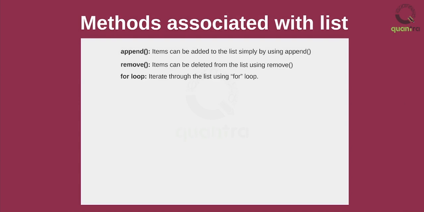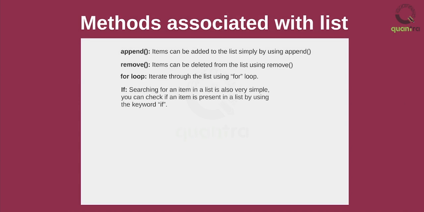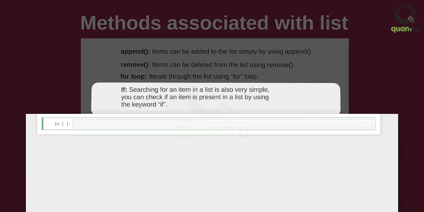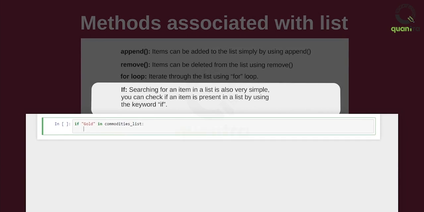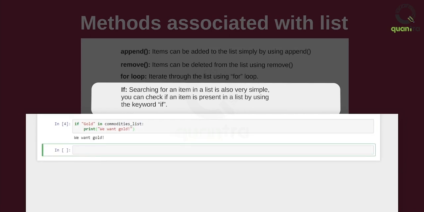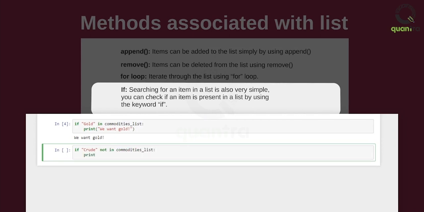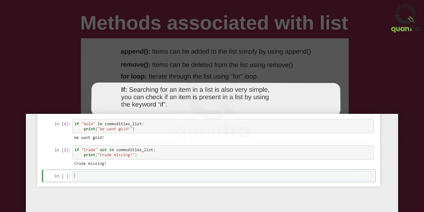The next one is if. Searching for an item in a list is also very simple. You can check if an item is present in a list by using the keyword if as shown. We first search for the item gold in the list. If it is present, the code prints we want gold. Now let's execute and see. So gold is present. Similarly, we search for the item crude in this list. Here, the condition says print crude missing, if crude is not present, which is true, and we see the output as crude missing.